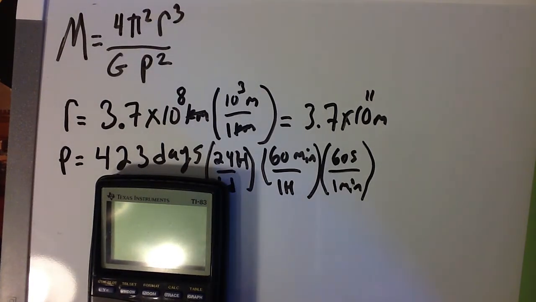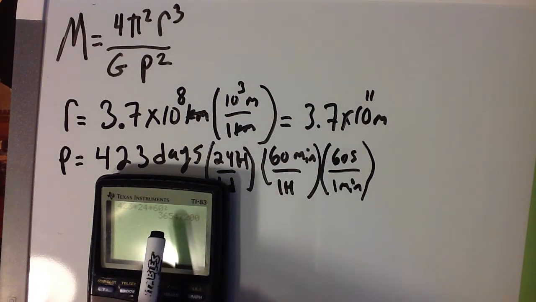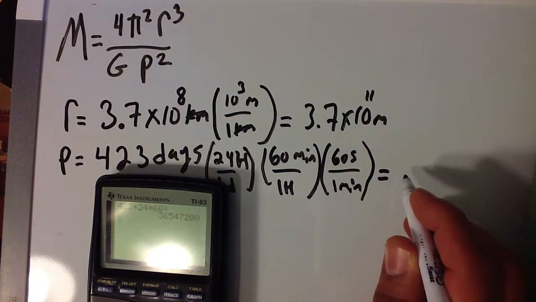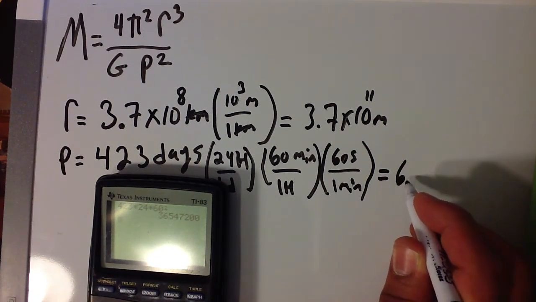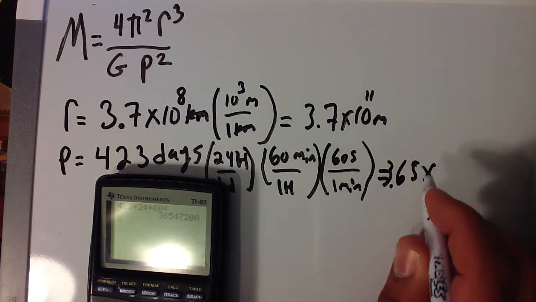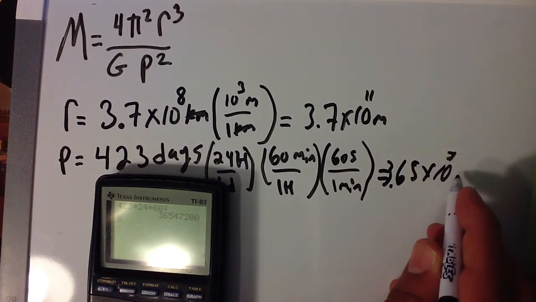All right, anyhow. So this is 423 days times 24 times 60 times 60, in other words, times 60 squared. So we get that many seconds. So it's like 36,547,200 seconds. So that's in our calculator. That's what the period is. Okay, so the period, we'll just do an approximation here. So it's about 3.65 times 10 to the 7th seconds.